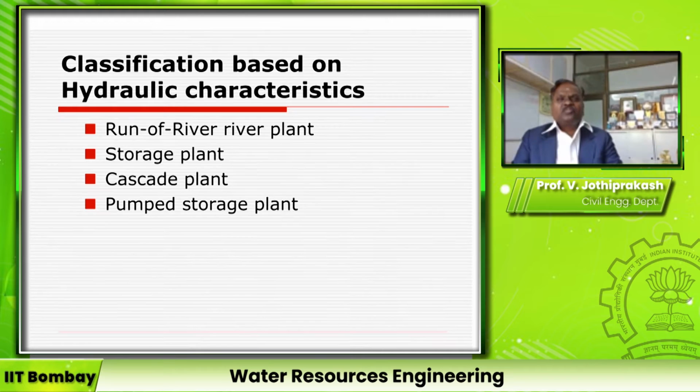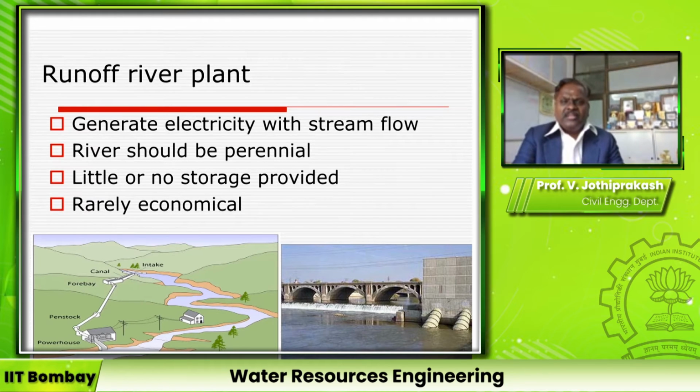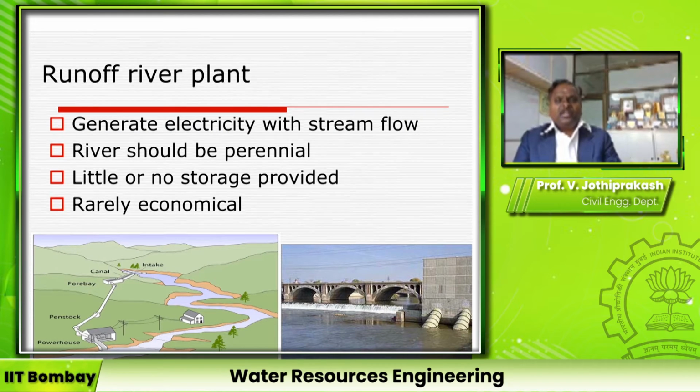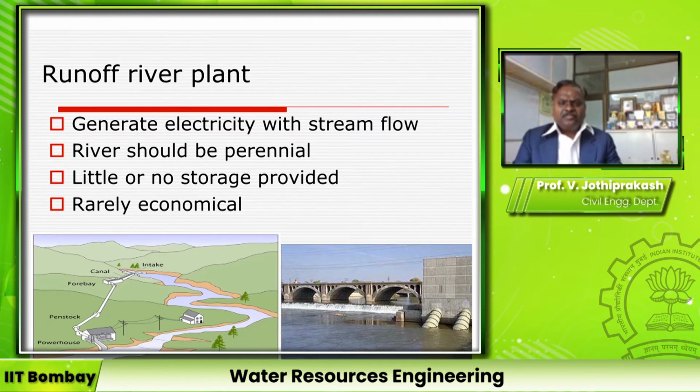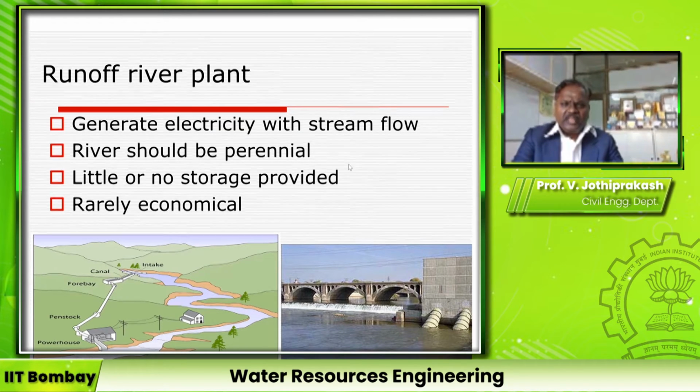Hydraulic characteristics: how this hydraulic energy is made available to the turbines. There are four important categories in this. First one is called the runoff river plant. Then storage plant, cascade and pumped storage. In runoff river plants, the water head needed may not be very large. There is no need of a large head of water. Even a small head, a 3-meter head of water stored through a weir, is used to generate power on a small scale, and that is called a runoff river plant.